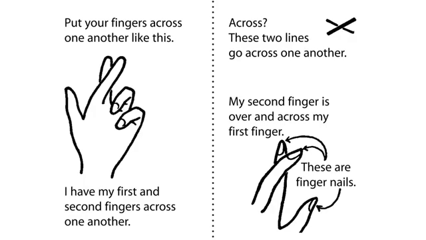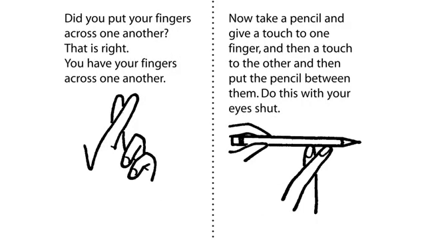Put your fingers across one another like this. I have my first and second fingers across one another. Across? These two lines go across one another. My second finger is over and across my first finger. These are fingernails. Did you put your fingers across one another? That is right. You have your fingers across one another.